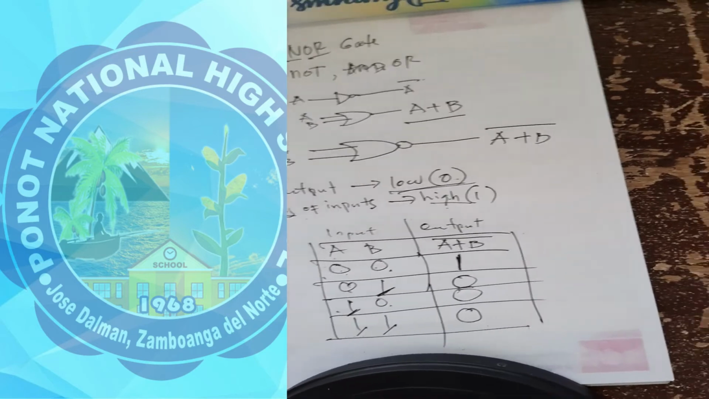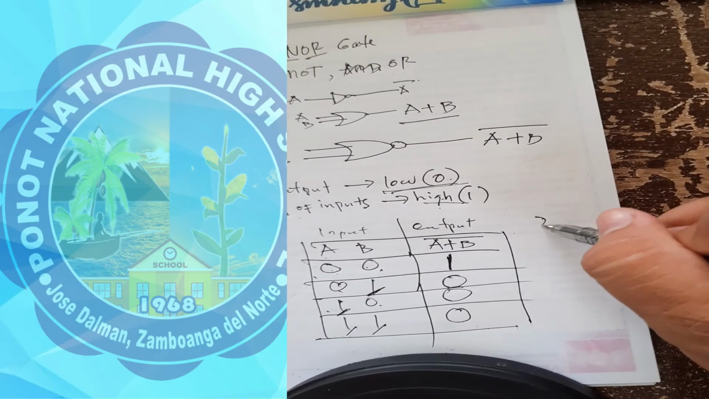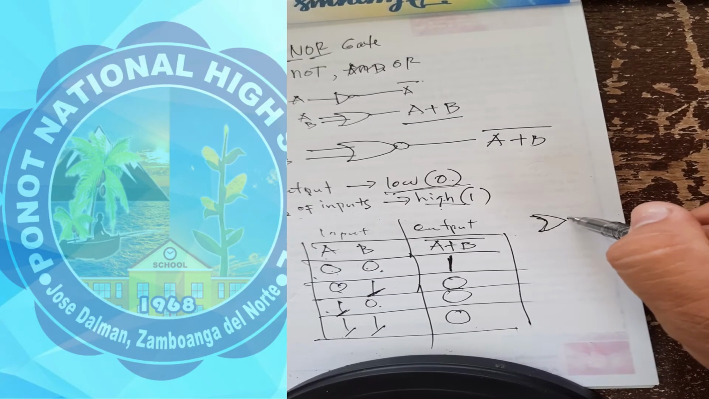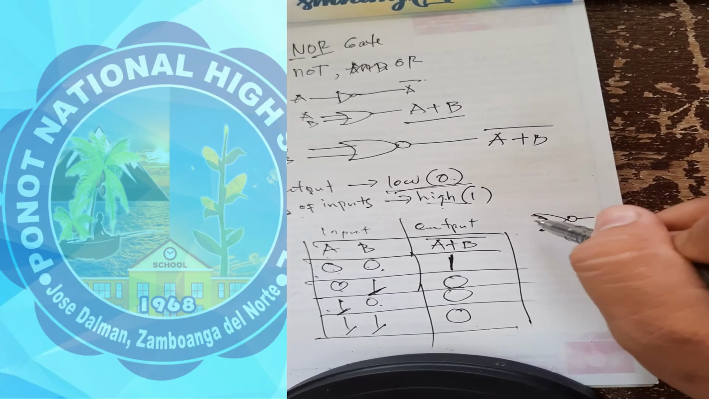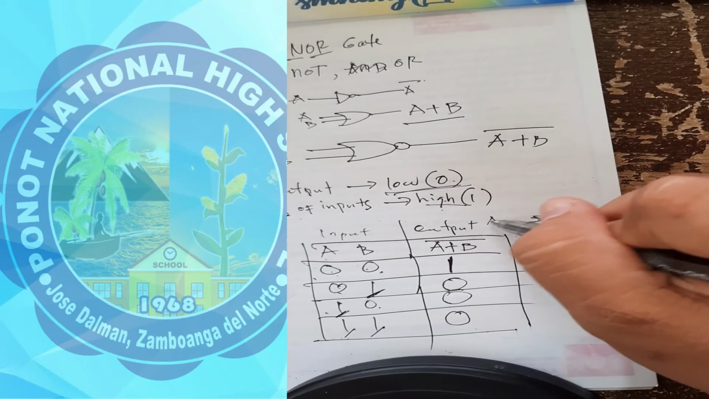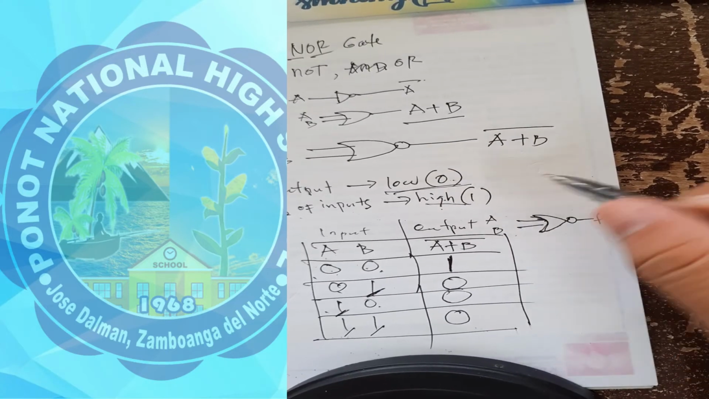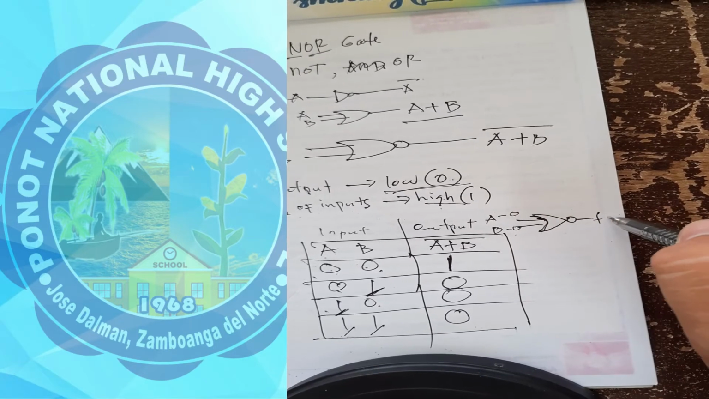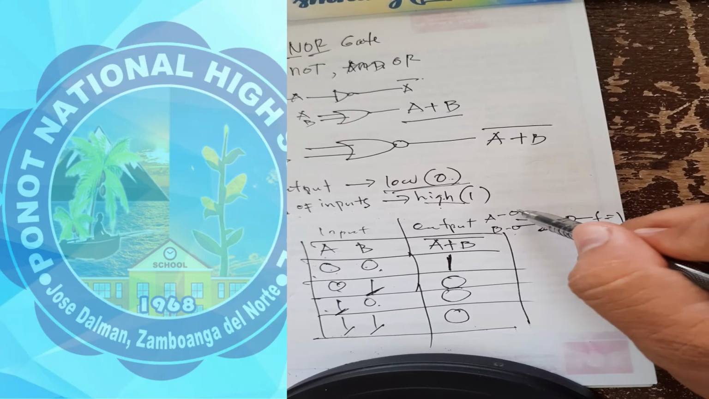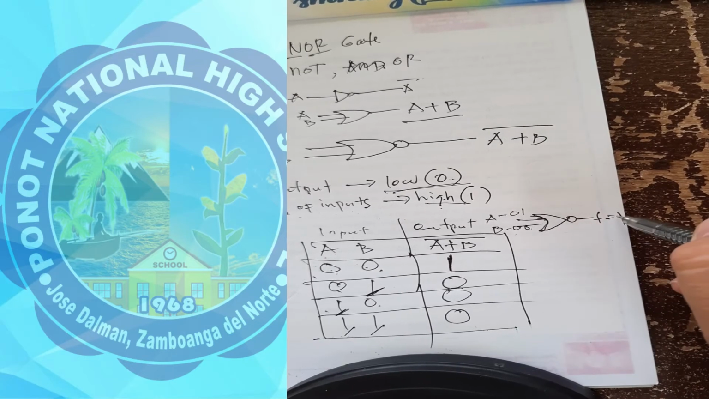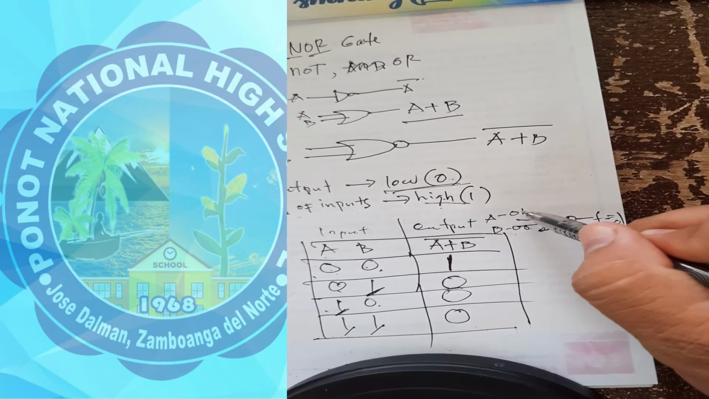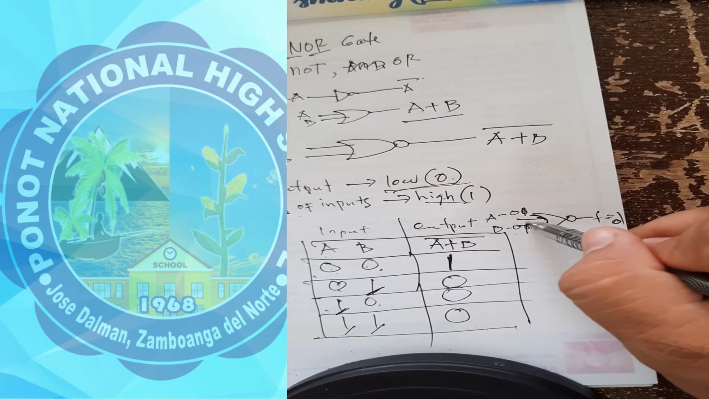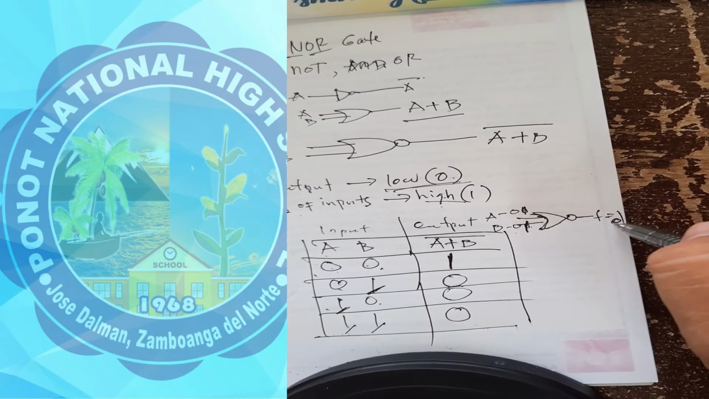So, let's trace it, balik ng symbol. Kayo nang bahala sa symbol, hanapin nyo na lang sa Google. If your inputs are A and B, then this is the output. Again, if your input is 0 and 0, the output is 1. If this is 1 and this is 0, the output is 0. If this is 0 and this is 1, the output is 0. If this is 1 and this is 1, the output is 0.